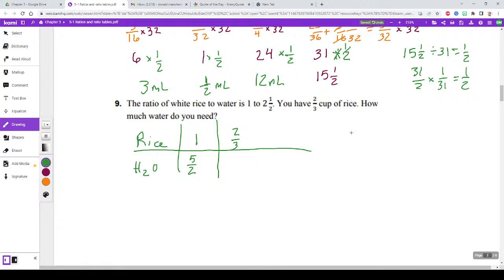So we're going to go, well, 2/3 divided by 1 is 2/3. And then we're going to multiply 5/2 by 2/3. And that gives us 5/3. Or to be consistent with the mixed number system, this would be 1 and 2/3 cups of water.